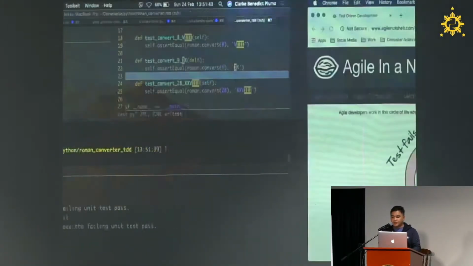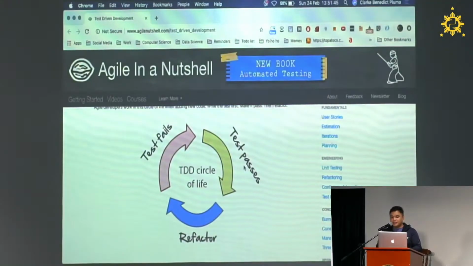All right, so in summary, what I did was the TDD lifecycle of writing failing unit tests, making that test pass, and then refactoring if applicable.